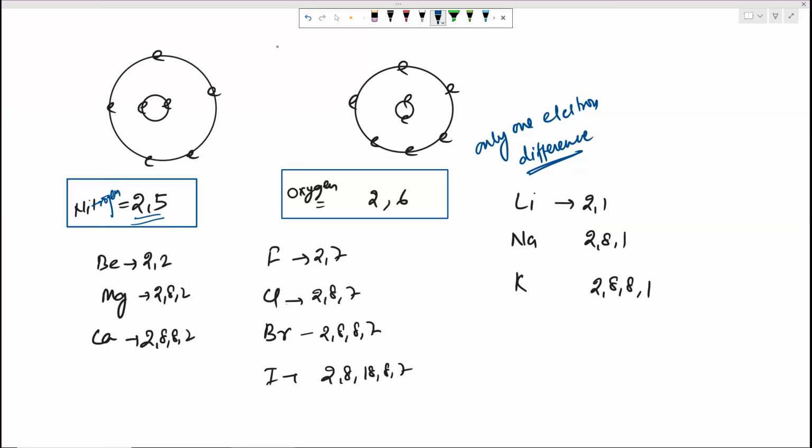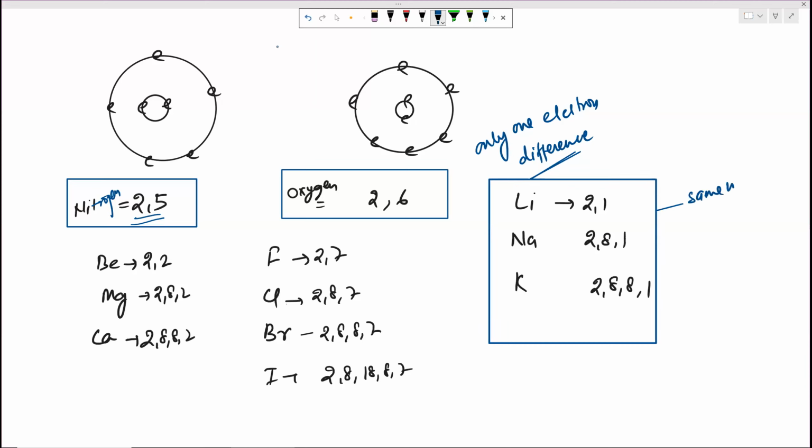The reason behind this is that the number of electrons in their outermost shells are different. Like I have mentioned here, those elements that have the same number of electrons in their outermost shells bear the same chemical properties. You see here that lithium, sodium, potassium bear the same chemical properties. Same number of electrons in the outermost shell, so they show the same chemical property.